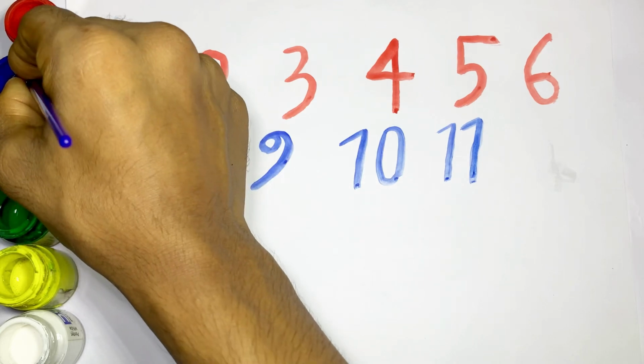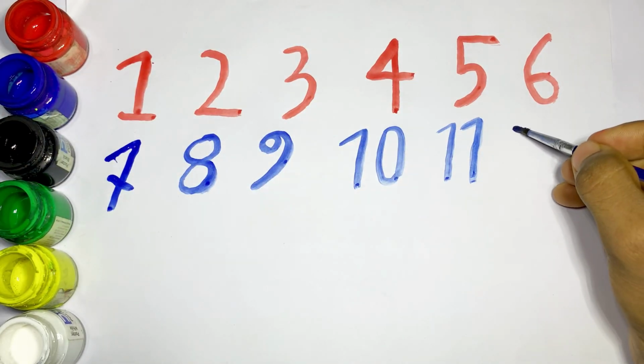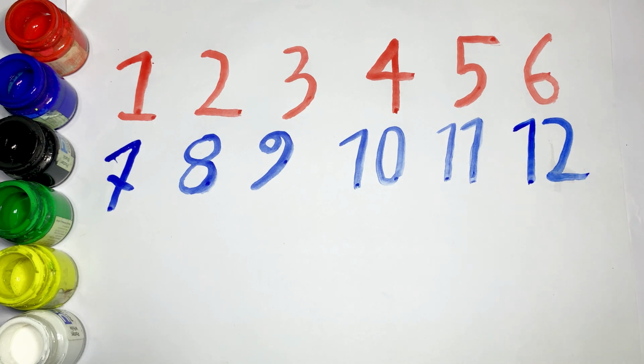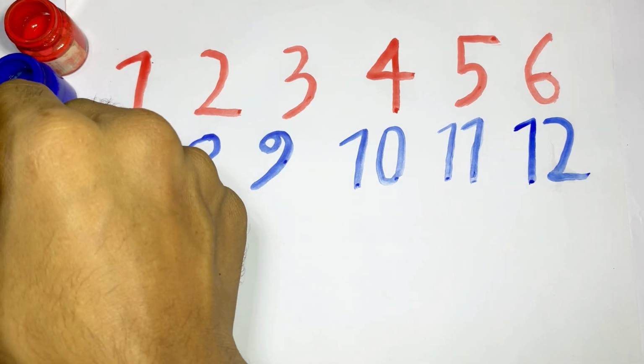Kids, again use blue color and draw 12. The numbers of 12. Kids, now 13. The numbers of 13 and here is black color.